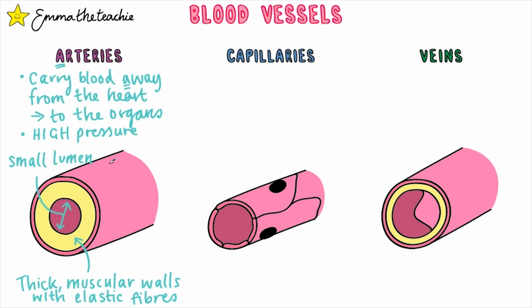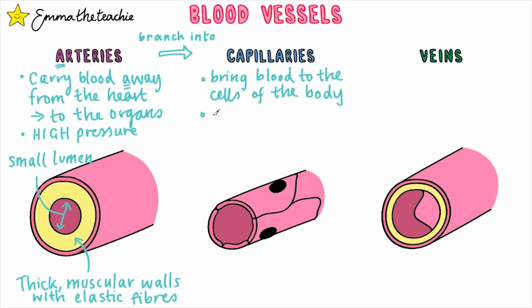Arteries have a relatively small lumen, and that keeps the blood under high pressure. The arteries will eventually branch out into capillaries. Capillaries are tiny blood vessels that you can't actually see with the naked eye. Their job is to bring the blood to the cells of the body.